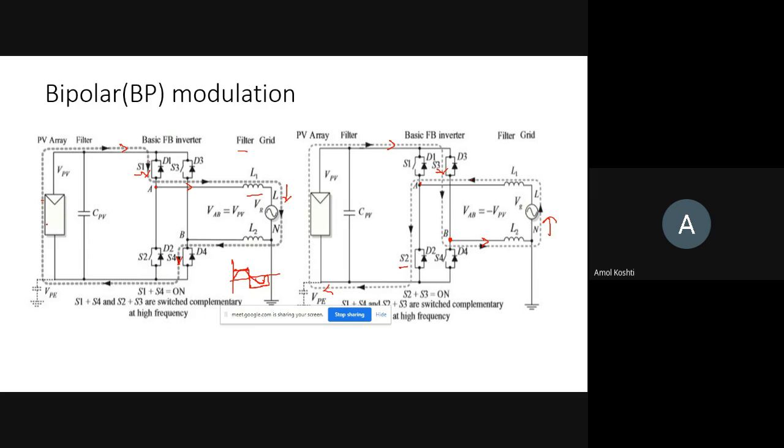If you see here, there is one component referred to as VPE. It is an earthing point, the common earthing given to this PV side. This VPE is a voltage component, but it is at the grid frequency only, so no switching frequency is involved here.